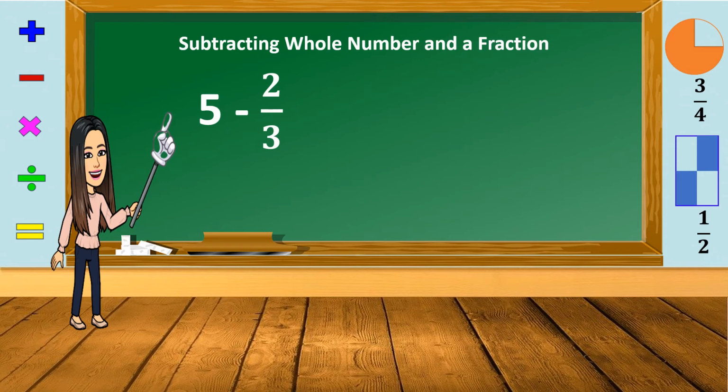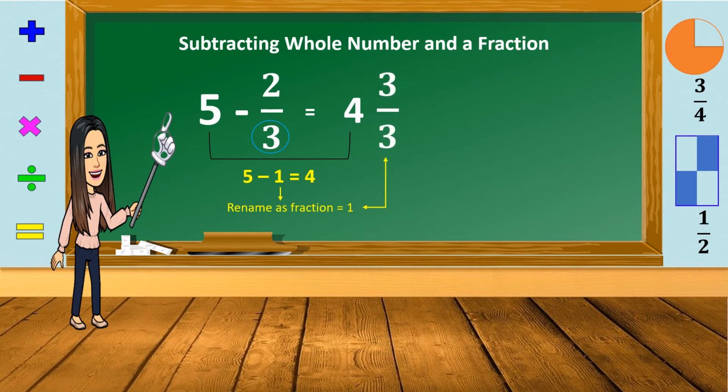So how are we going to do it? You are just going to subtract 1 from 5. So 5 minus 1 is equal to 4. 4 here will become your whole number. And then the 1 that we subtracted from the 5, you are going to rename as a fraction equal to 1. When we say fraction equal to 1, these are fractions whose numerator and denominator are the same. In this given example, consider the denominator of the given fraction. Since the denominator is 3, the fraction equal to 1 is 3 over 3, to make them similar fractions. So 4 and 3 over 3 is the same as 5.